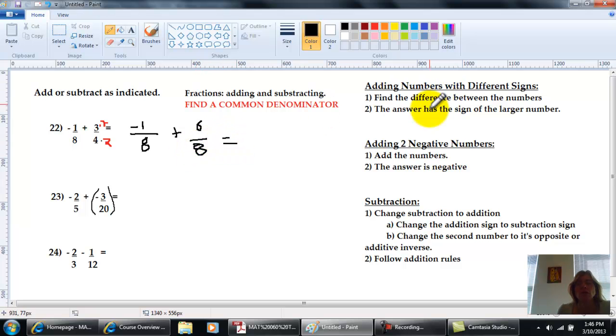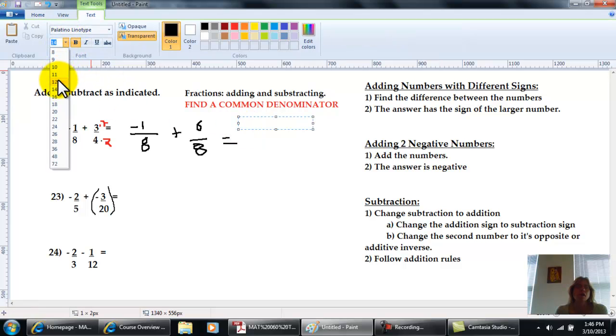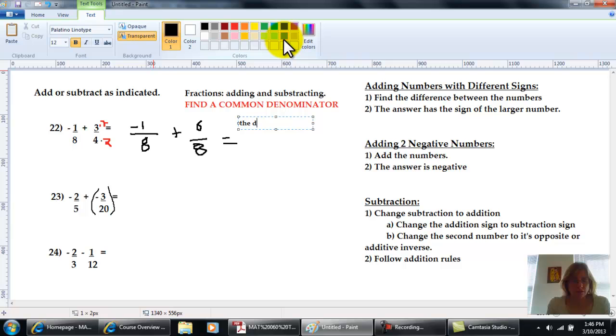Alright, now we just follow these rules. We've got a negative and a positive number. So we look at this rule, adding numbers with different signs. Find the difference between those numbers. Remember you're taking it out of context, so the difference between, let's go ahead and type it just like before, the difference between, and this is all you're doing, ignoring negatives and positive, between just the 1 and the 6.